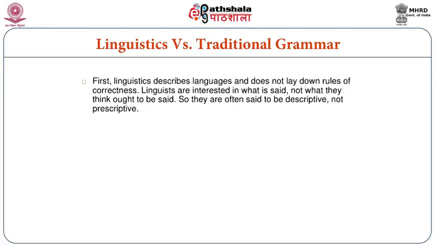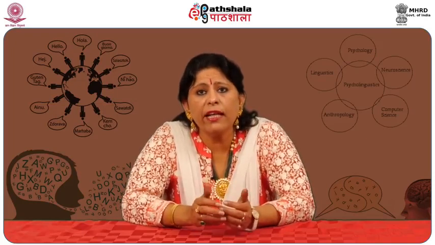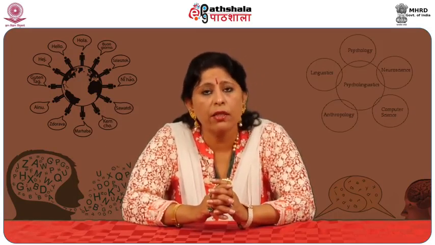There is one more difference. A second important way in which they are different from traditional grammar is that linguists regard the spoken language as the primary one. They believe that speech came first and the written language, the symbols, all came much later. For their concern, how a man started speaking is the point where language takes birth. What is the script? How a man started writing, they come much later. So spoken language is more important for a linguist than the written one.